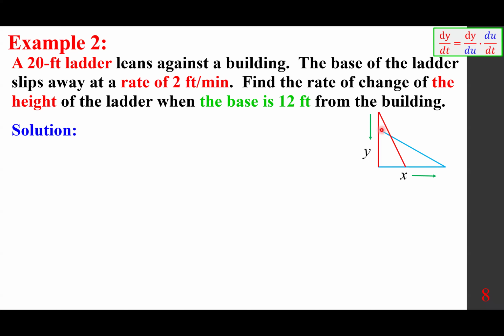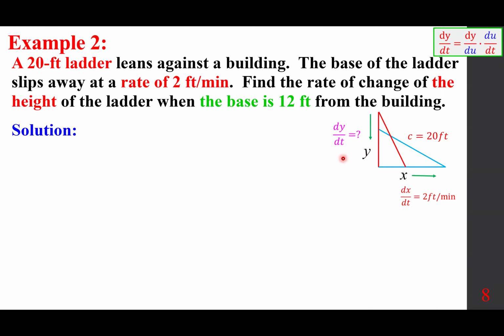And the ladder is fixed at 20 feet. So this doesn't change. It doesn't matter how far it goes. This is fixed at 20 feet. But it creates the speed of 2 feet per minute. Find the rate of change of the height of the ladder. So this is coming down.